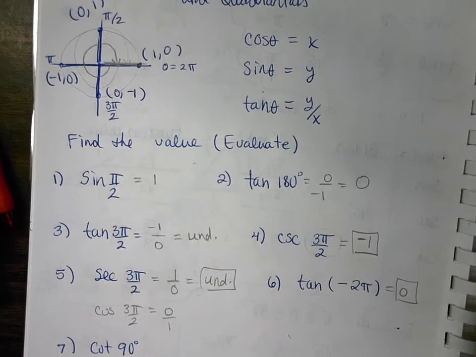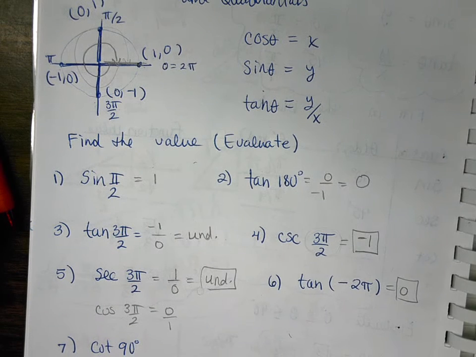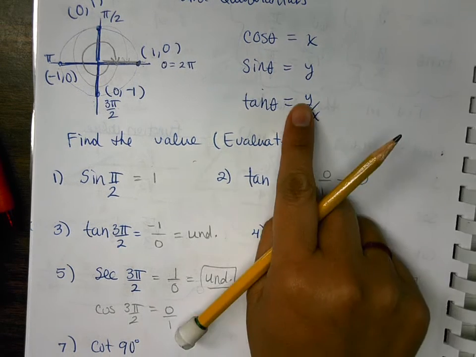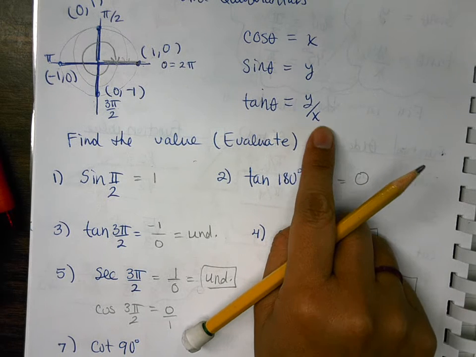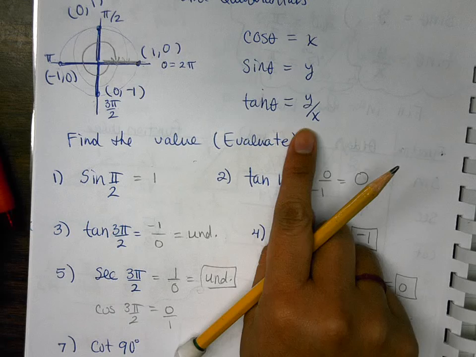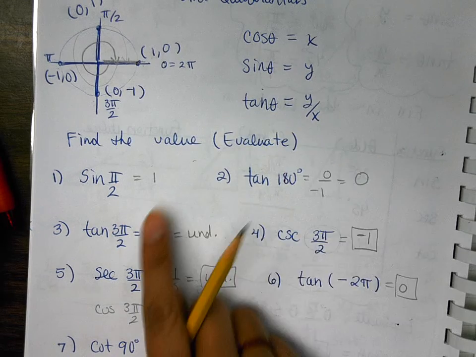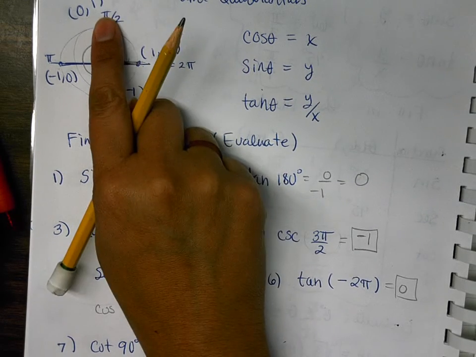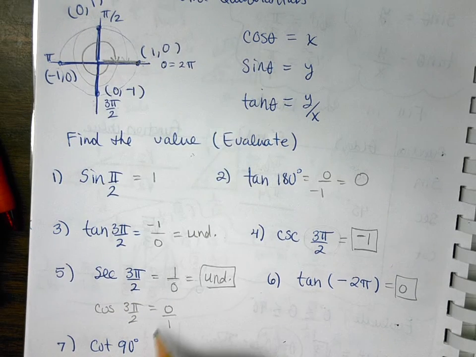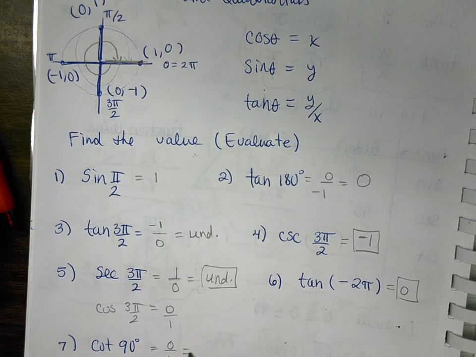Okay, cotangent's the reciprocal of what? Of tangent? If tangent's y over x, cotangent would be what? X over y. Do you see that? Y over x, x over y. So we go to 90. Where's 90? And instead of 1 over 0, we're going to have 0 over 1, which equals 0.